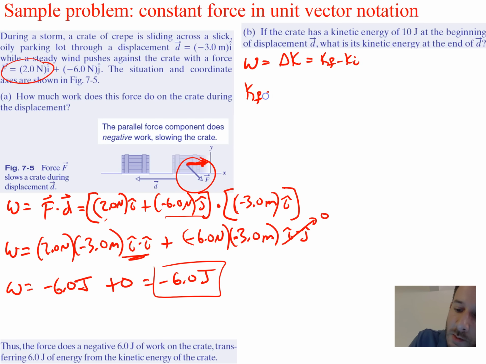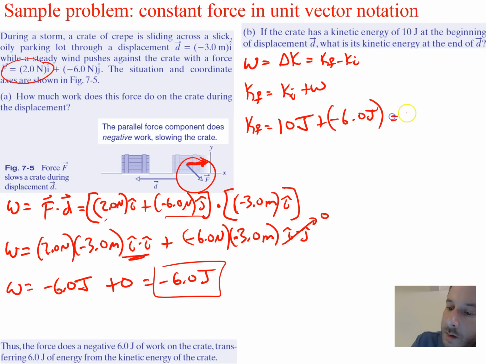So if I just rearrange this equation, kf is equal to our initial plus our work, which means that it's 10 joules, because that's what's given as the initial amount of energy, plus a negative 6 joules, because that's the work. You end up with 4.0 joules of kinetic energy afterwards, right? Which means that we decreased the amount of kinetic energy. We kind of slowed the object down, moving in the left direction.